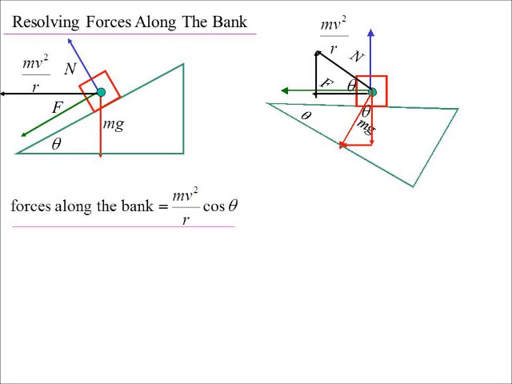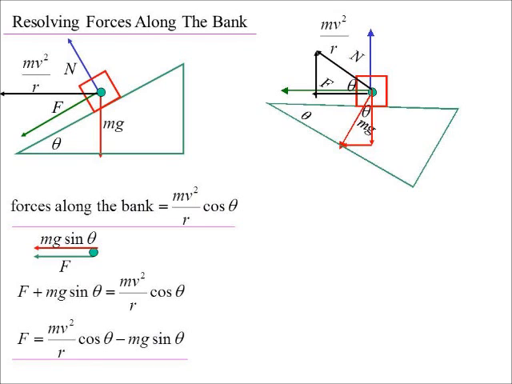Okay? So all those forces that look horizontal, well, what have we got? There's the frictional force going to the left, and there's a component of the gravitational force. So I know that F plus mg sine theta is mv squared on r cos theta. No mention of the normal force whatsoever. So there's a way I could work out the frictional force.